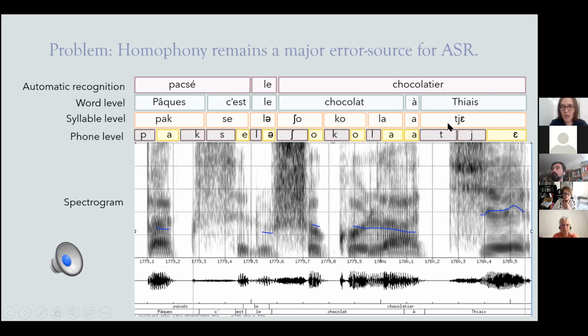So this sequence that you can see here on the spectrogram comprises the following phones and the following sequences. And at the word level, what it actually says is Pâques, c'est le chocolat. It's the title of the speech, and then it begins with atier, etc. And what the automatic recognition system understood is Pâques, c'est le chocolatier. So those homophony problems are really a major error source for ASR.